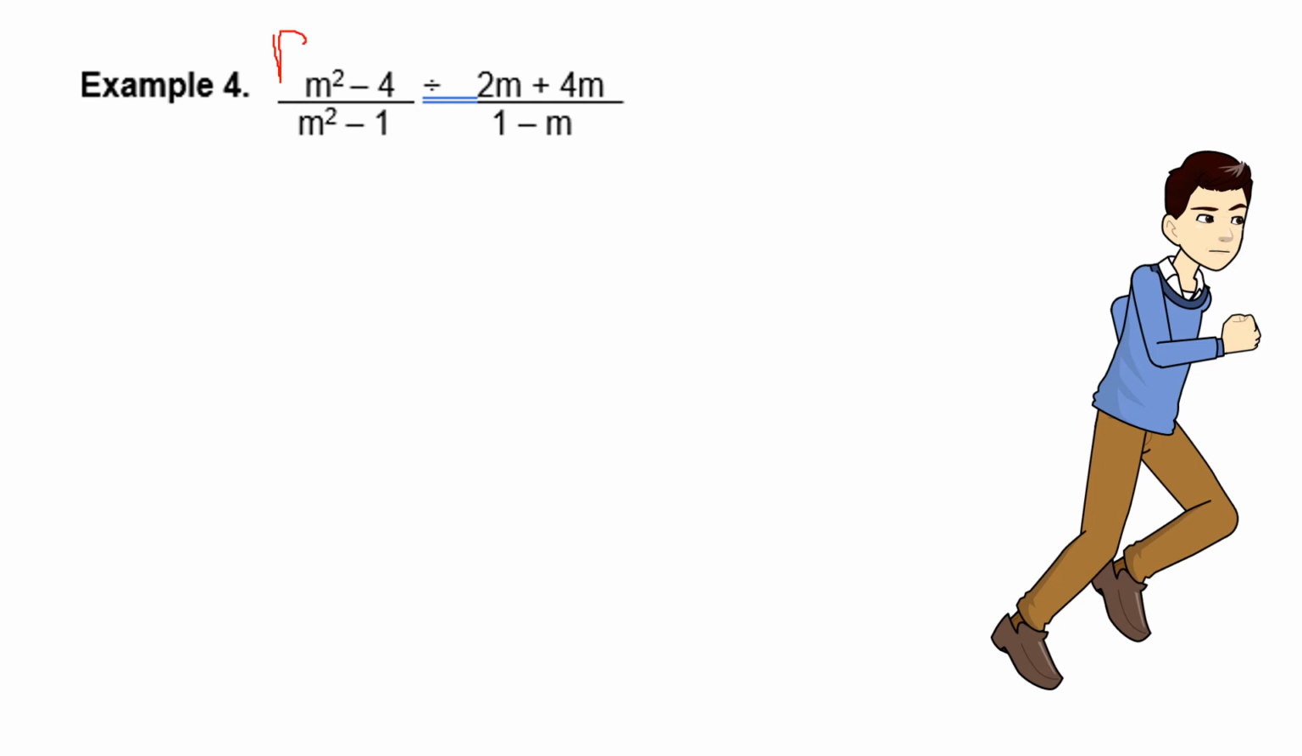Next, example number 4. Ulit, P, Q, R, S. Then, kailangan ang sagot ay PS over QR. Ito yung reference natin. Ibig sabihin, reciprocal of the divisor. Binaliktad yung divisor. Na RS naging SR.